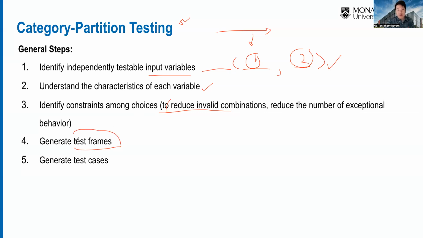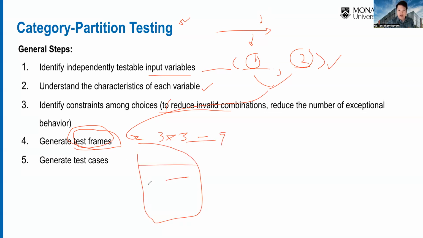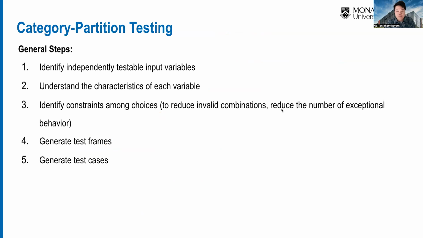And then the keyword here is that it's called generate the test frame. So once we understand the input variables and the categories, we do all of the combinations here to generate the test frame, okay? 3 by 3 equals 9. And then for each of the 9 test frames, we just generate one test case, as a representative of each test frame. Okay, that's category partition testing.